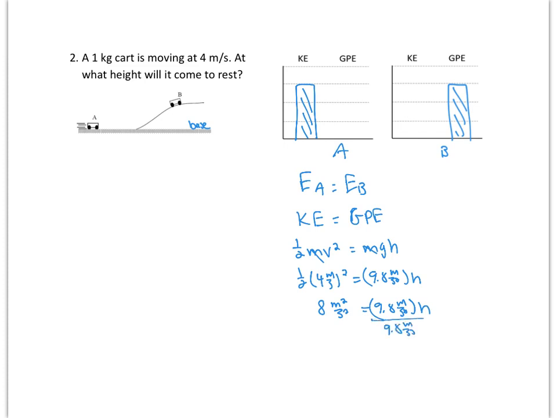Divide both sides by 9.8 meters per second squared. 8 divided by 9.8 is 0.816 meters. So your height is about equal to 0.82 meters. Once again, all you're doing for these problems is setting the types of energy equal to each other and then solving for whatever is unknown.